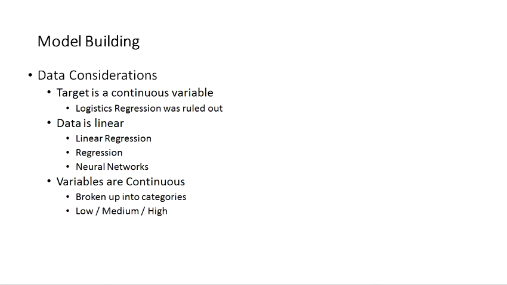The data is linear, so we're going to utilize three different models: linear regression, regression, and neural networks. And the independent variables are continuous, and for that reason we broke them up into categories in the style of low, medium, high. I'll talk about that in some more detail in a little bit.